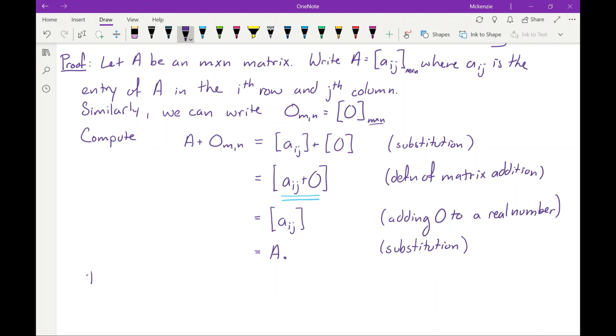So therefore, our concluding sentence, A plus O_mn equals A. And we're done. All right. Excellent. So that's that proof.